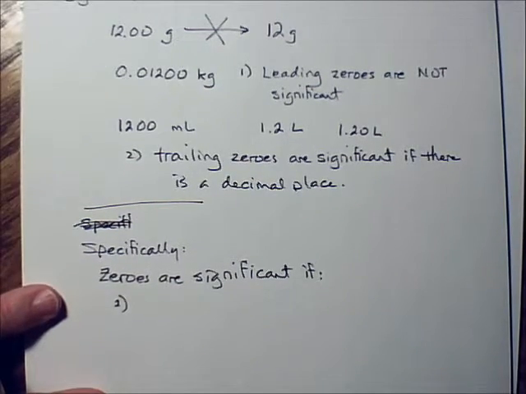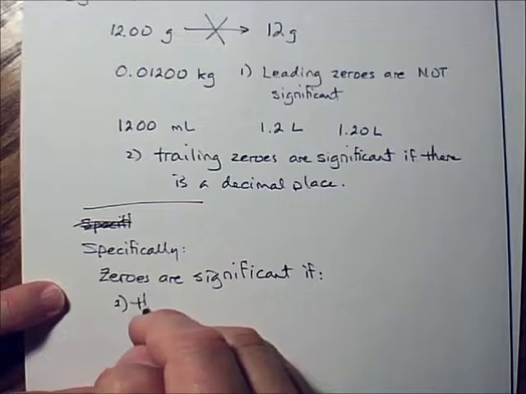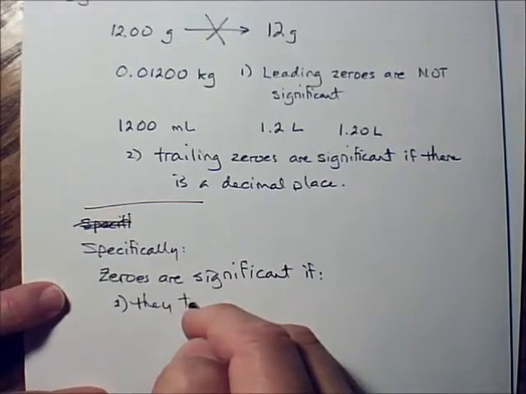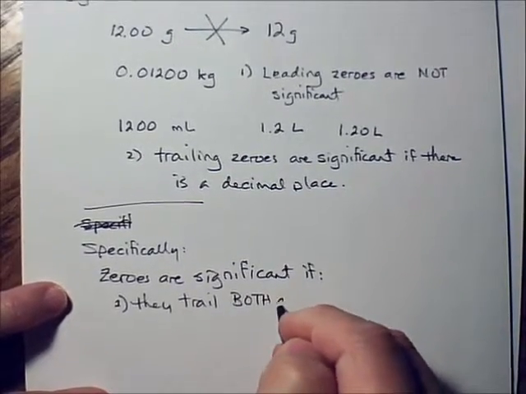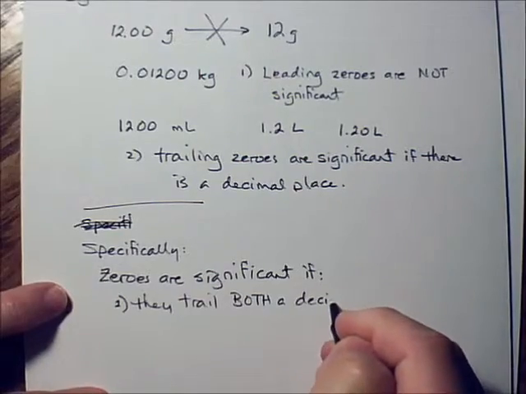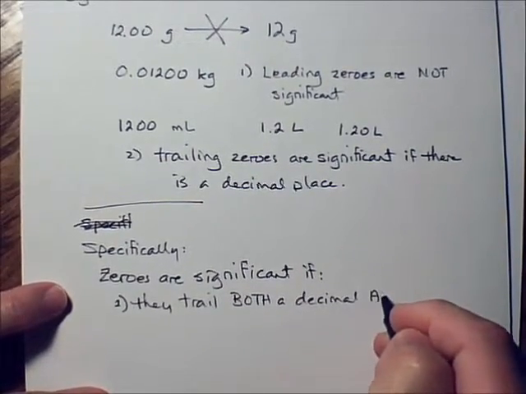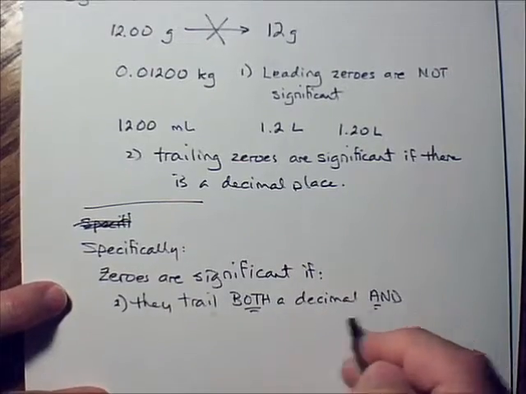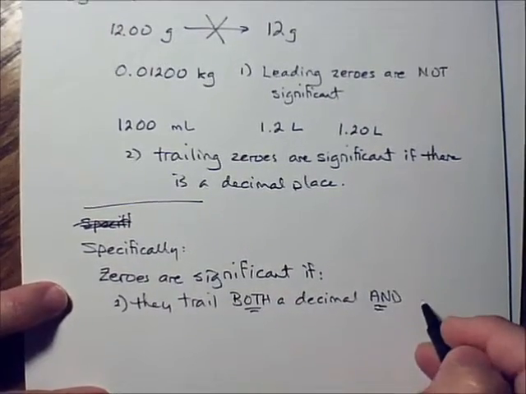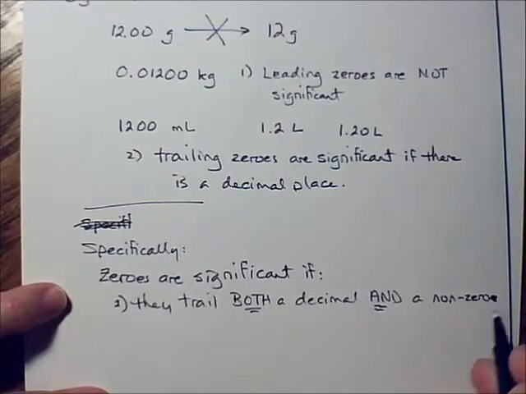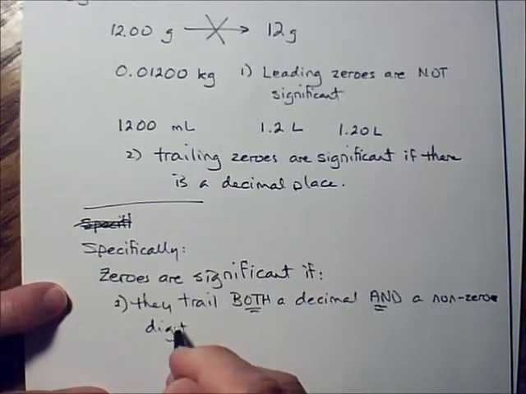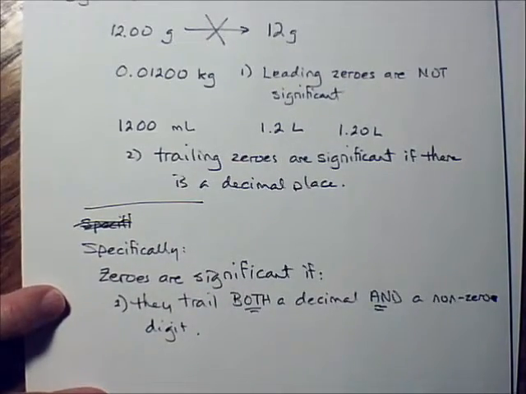Rule 1. They trail or follow both a decimal and a non-zero digit. This is 2 parts. Zeros are significant if they trail both a decimal and a non-zero digit.